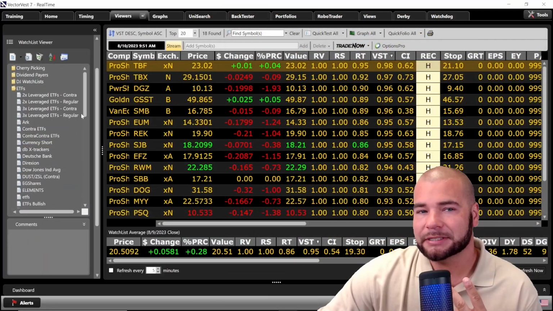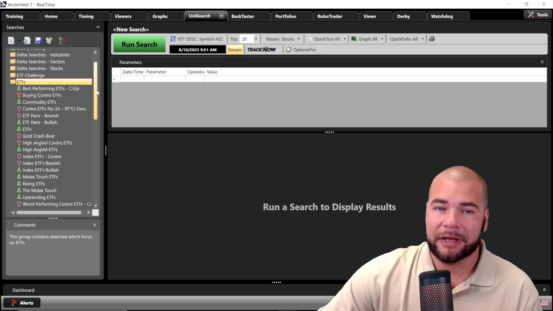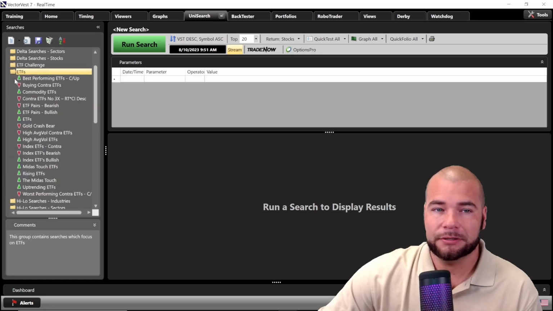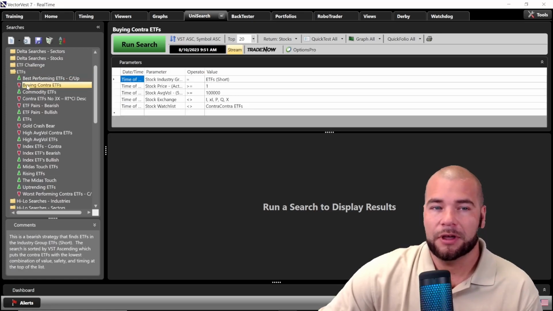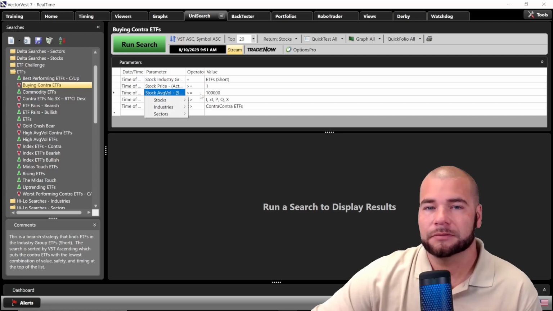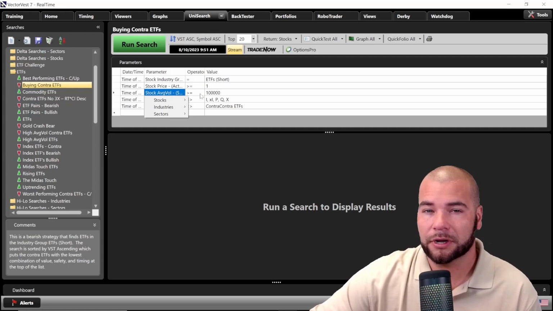The second place to find Contra ETFs is going to be Unisearch. If I go over to the left, we have the ETF folder. Now, what I like about this one here, simply the green arrow going up means they're bullish ETFs. The red one going down means that they're bearish ETFs. The advantage with Unisearch is that you can add filters here, such as price filters, volume filters to ensure liquidity. So if there's something more specific in your criteria, Unisearch is a great tool to come to.